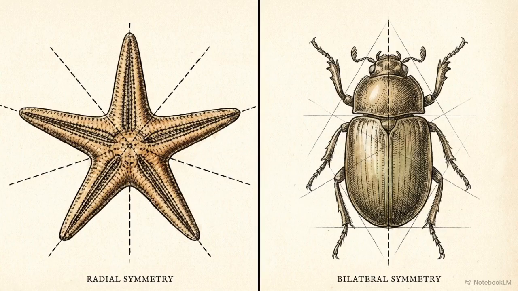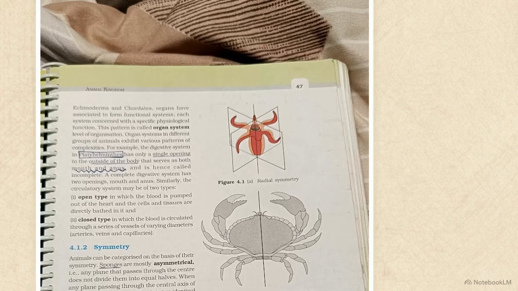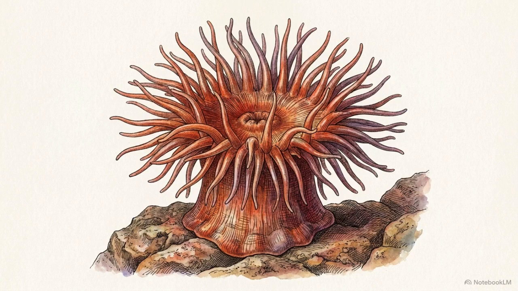Moving from internal tissues to external geometry, the layout of the organism provides our next sorting parameter. Radial symmetry is a structural plan where the body revolves uniformly around a central axis, like spokes on a wheel. Looking at this diagram of a starfish, you can run a plane through the center at multiple angles and consistently divide the animal into identical halves. This design is biologically optimized for organisms that are passive or anchored in place, allowing them to interact with their environment equally from all 360 degrees.